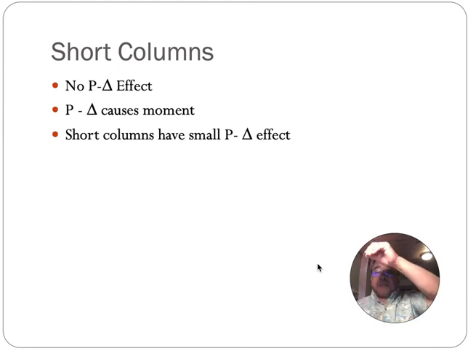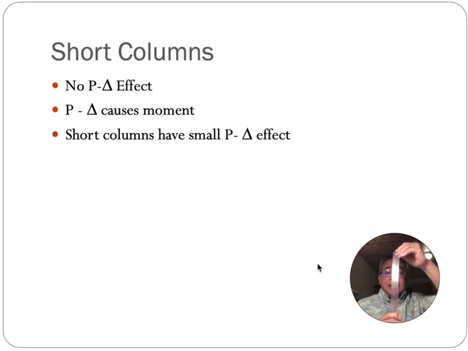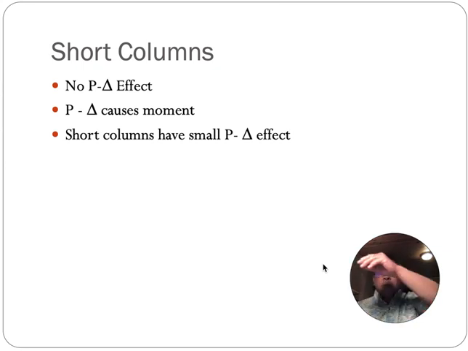If you have something that's not slender, okay, it's thick, it won't happen. There will be no P-delta. Well, we don't say thick, but we say short, okay? And so the column is short, meaning it won't have a P-delta effect. The moment you calculate is the moment you get. You do not get this extra moment due to P times delta.